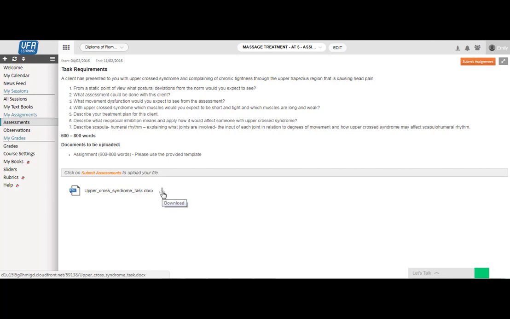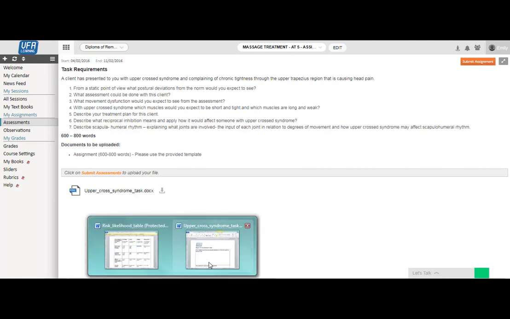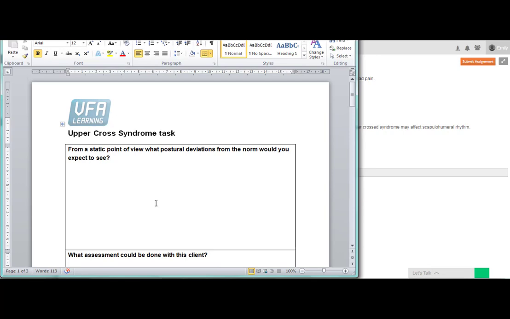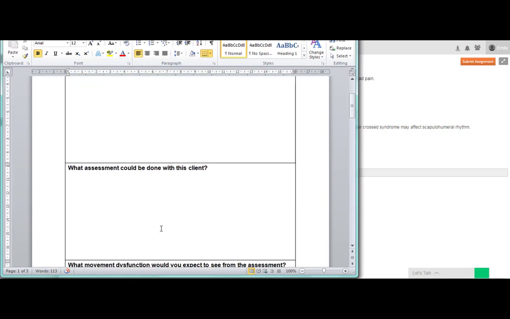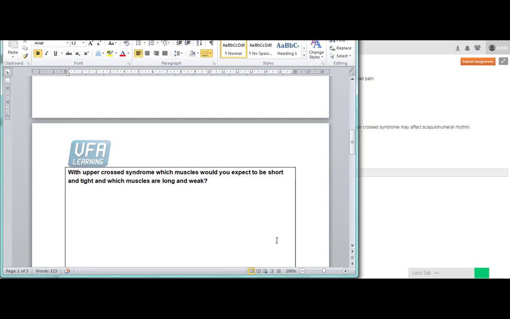So in total, this assignment should be between 600 and 800 words. And if we have a look at the template, each of those points is covered in the box. You just need to be able to fill it in. If you have any questions on this assessment task, please talk to your trainer and they'll be able to provide you with extra assistance.